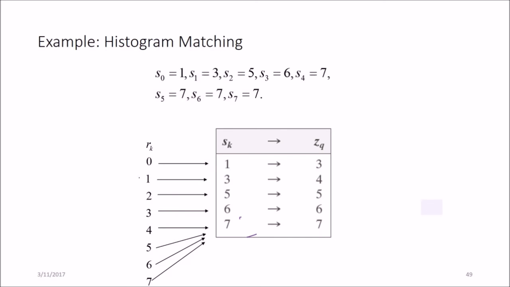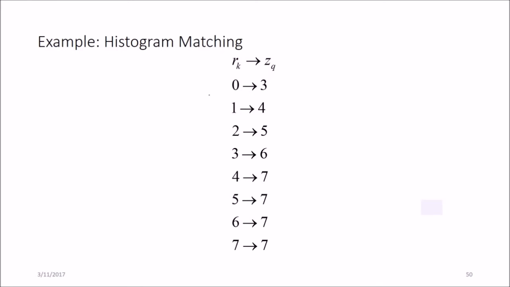So the initial values, that is 0 to 7, are matching like this: 0 to 1, 1 to 3, 2 to 5, 3 to 6, 4 to 5, and all of these 4, 5, 6, 7 will be matching to 7. Okay, then finally, what we are going to do is match RK to ZK. 0 to 3, 1 to 4, 2 to 5, 3 to 6, 4 to 7, 5 to 6, 6 to 7, and 7 to 7.